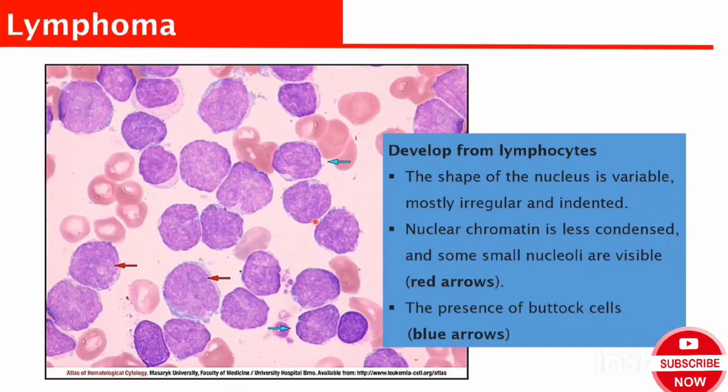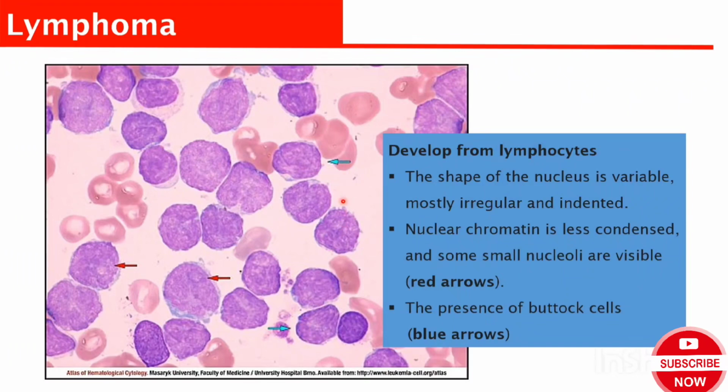Does that make sense? So again, you can see that the nuclear chromatin is less condensed and some small nucleoli are visible. You can see that some of the small nucleoli here are visible, as shown with the red arrows here. And again, the presence of Botox cells is shown with the blue arrow. So you can see these Botox cells here.